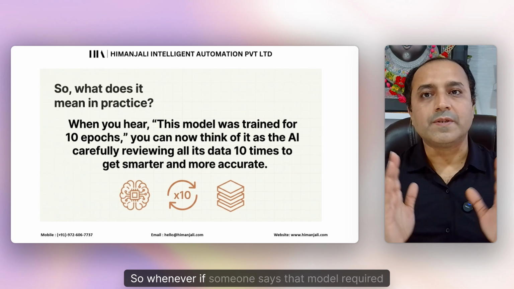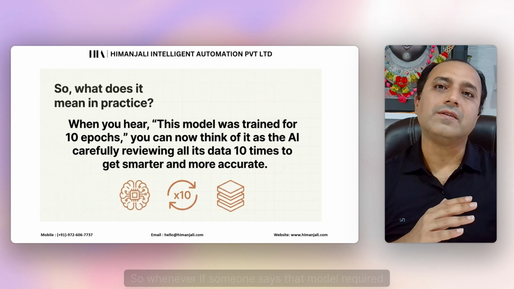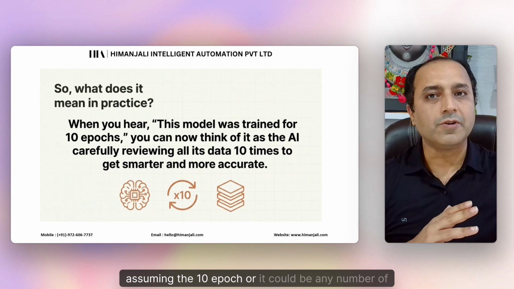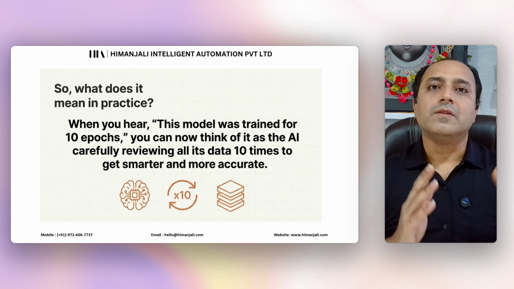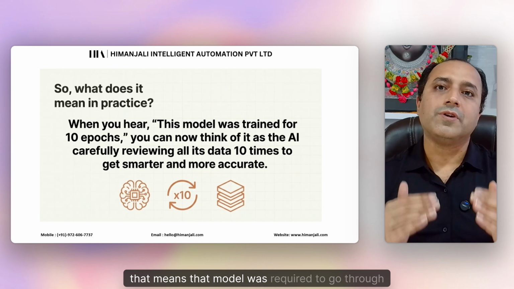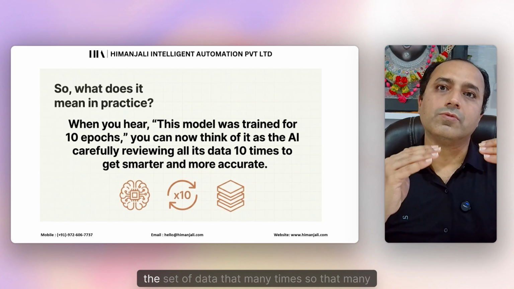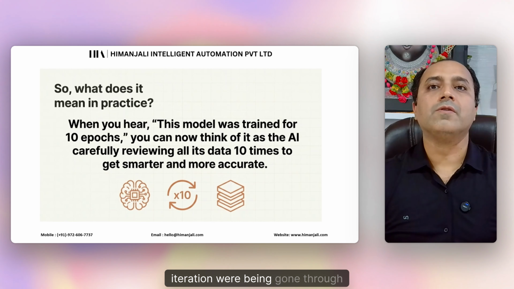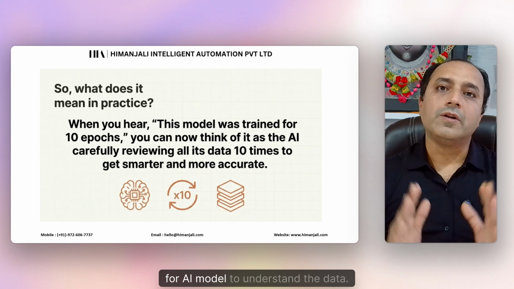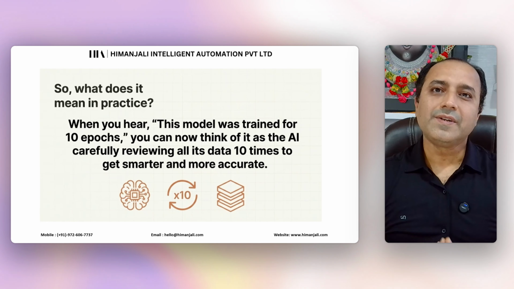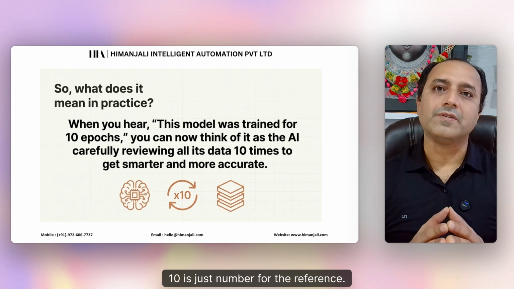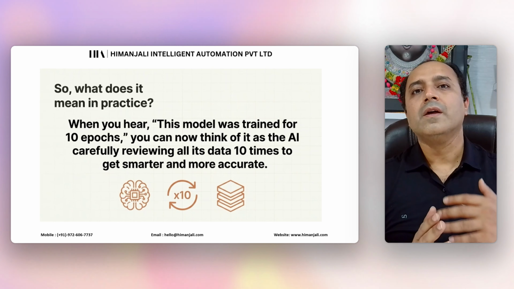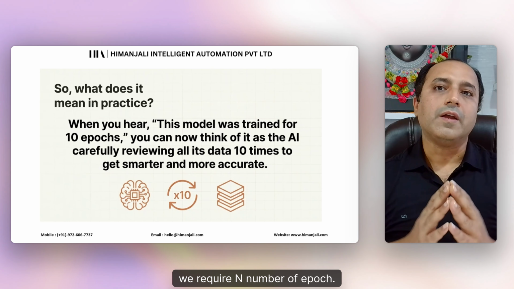So whenever someone says that a model required, assuming, 10 epochs, or it could be any number of epochs, that means the model was required to go through the set of data that many times. So that many iterations were gone through for the AI model to understand the data. 10 is just a number for reference, but in real life we may require n number of epochs.